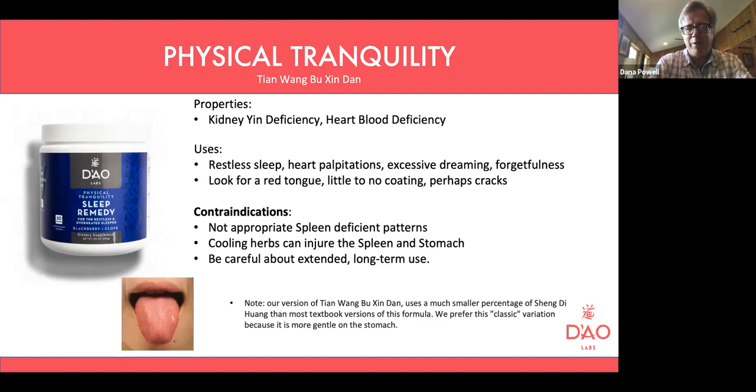Forgetfulness is common to both, but here the key is really going to be looking for the tongue. So you want to look for, and I've got an image here, a red tongue with little to no coating or perhaps cracks. And that's going to be the key. If you see that red tongue, and either no coating, little coating, or a geographic tongue where it's all broken up, then you're going to be safe to use this formula. This formula, it's a great formula, but it does probably have a few more contraindications, I'd say, than some of the previous ones.